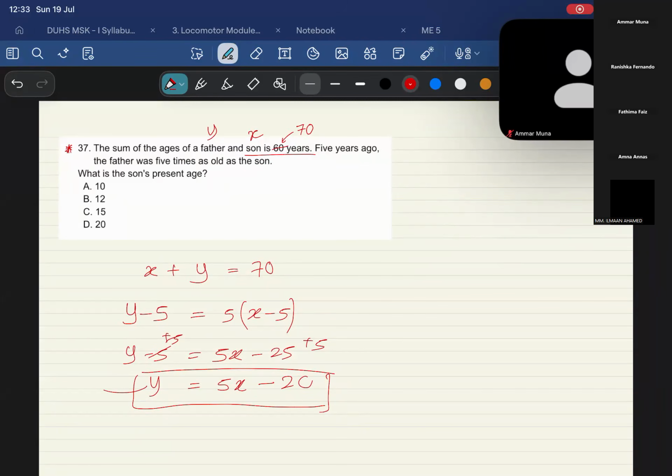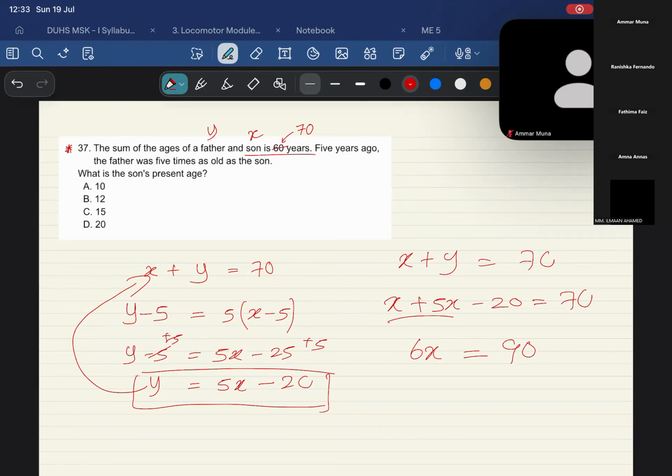Now we can plug this into this. So x plus y equals 70. x plus 5x minus 20 equals 70. 6x equals 90. So we know that. So divide, you have 15. x equals 15. So what's the son's percentage? That would be 15. The answer is C. So I hope that's clear as well.